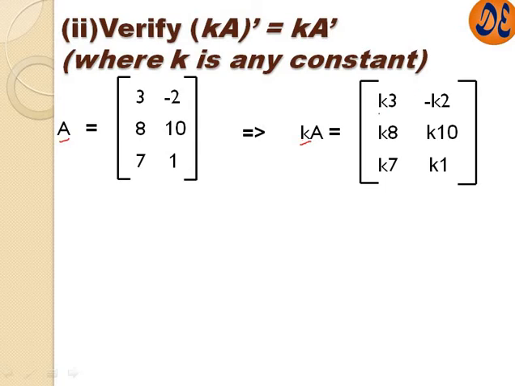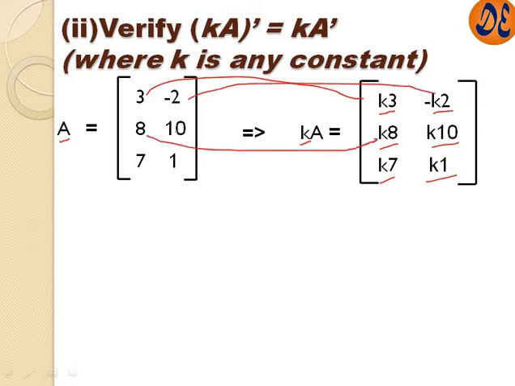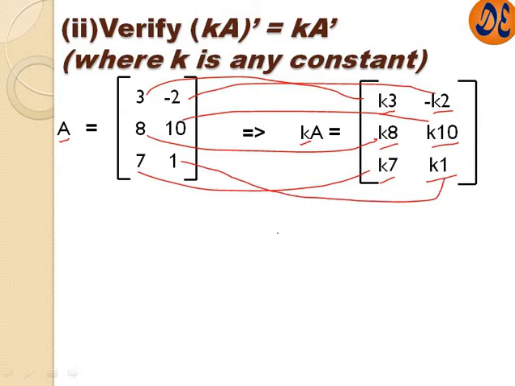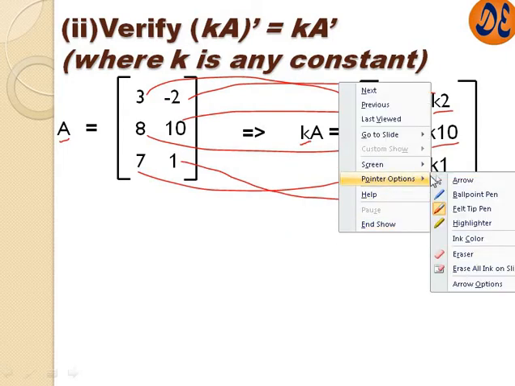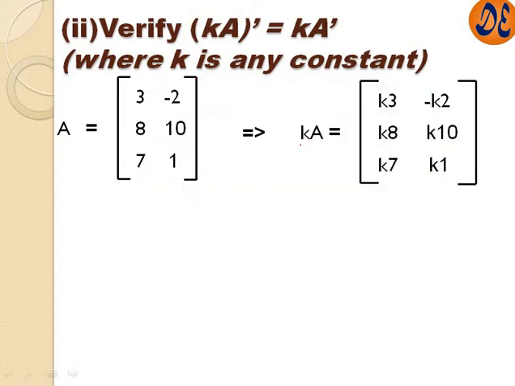That is the same as you can see here. We are multiplying K with each and every element. You can check: 3 becomes K3, 2 becomes K2, 8 becomes K8, 10 becomes K10, 7 becomes K7, 1 becomes K1. So here we have just found the scalar multiplication, and we have found the K that was required over here.